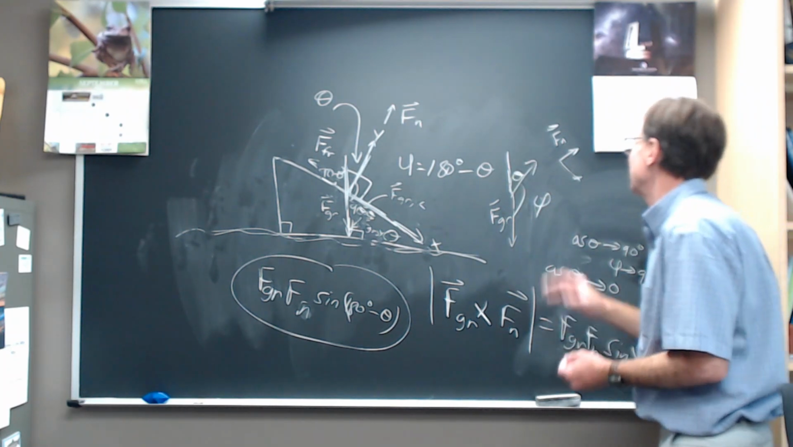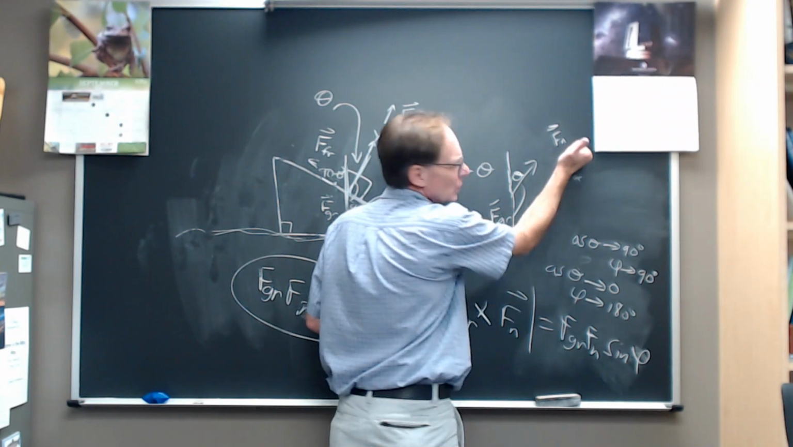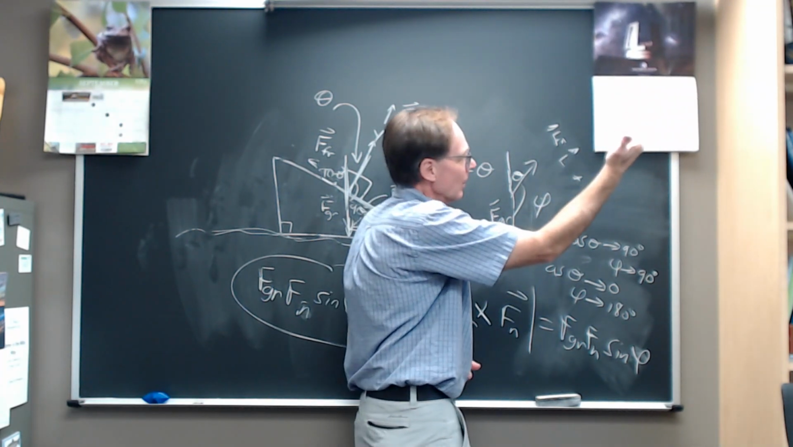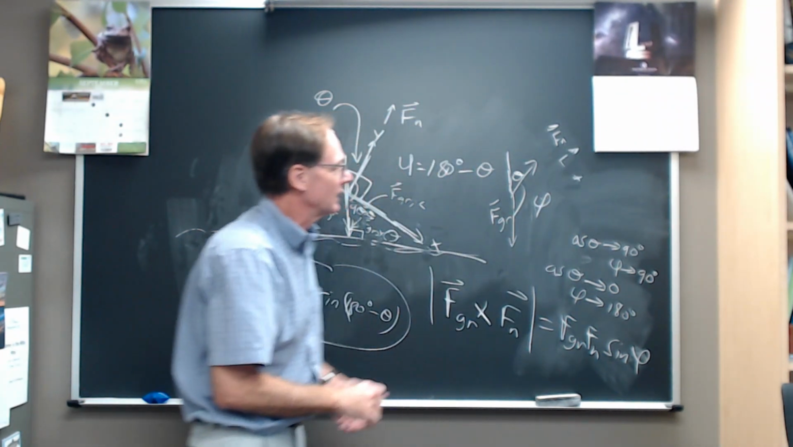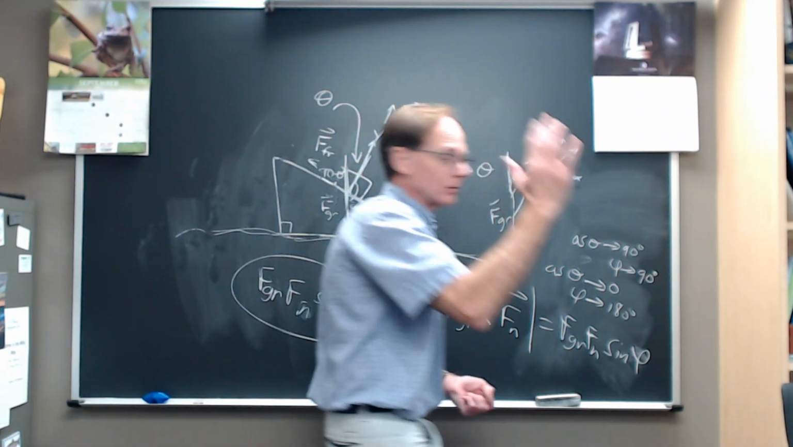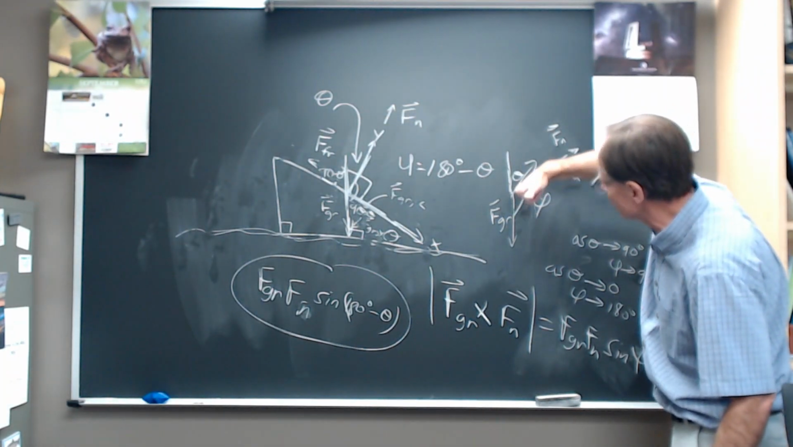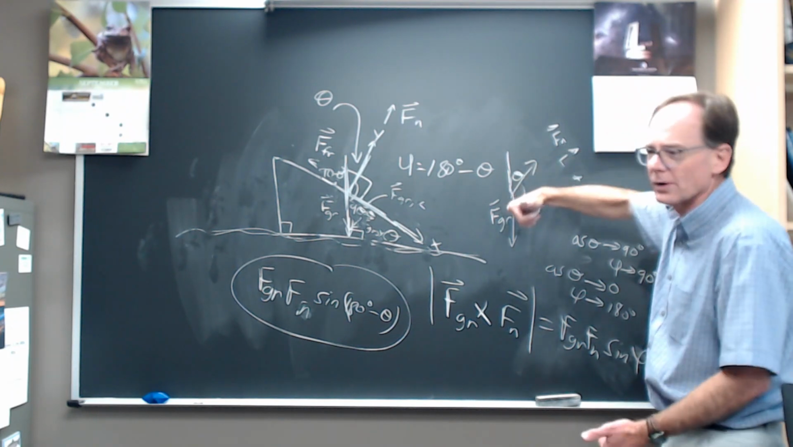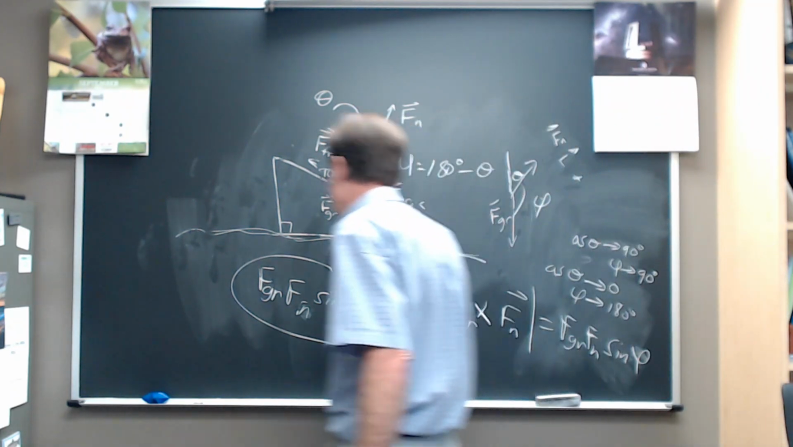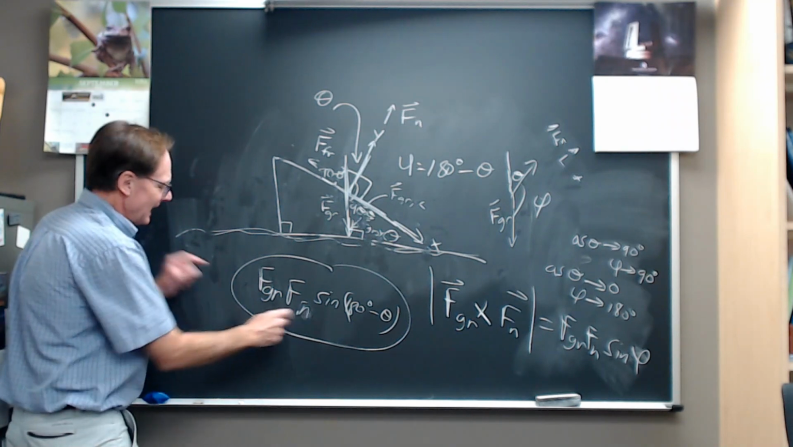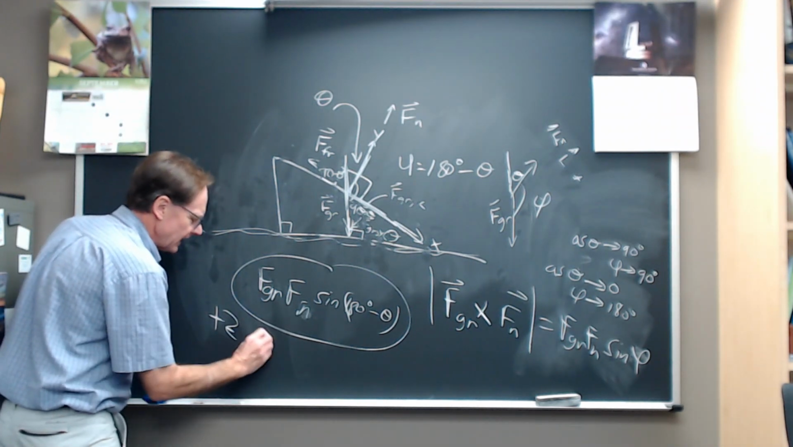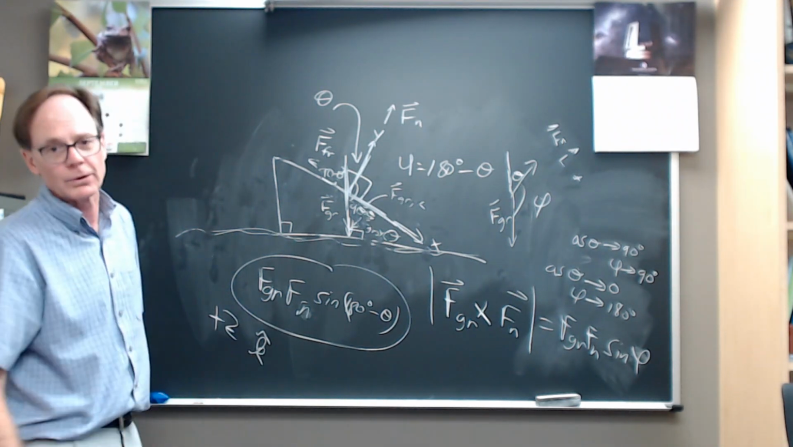But if this is X curled into Y, out of the board is going to be positive Z because we want a right-handed coordinate system. So we take our right hand, we put our fingers in the direction of the gravitational force, we curl into the normal force, and so we say this cross product has a magnitude of this, and it's in the plus Z or K hat direction, out of the board in this case.